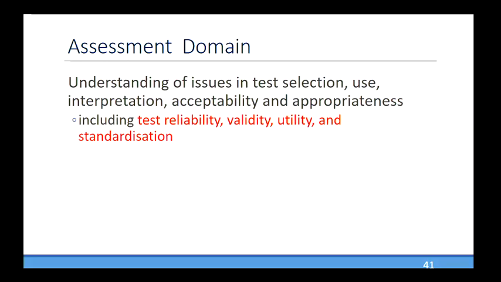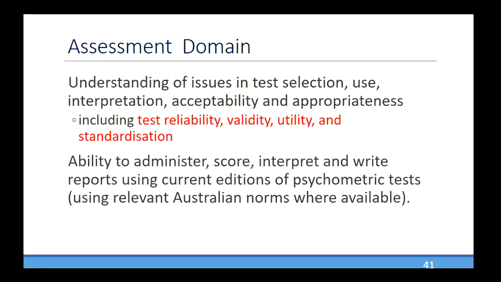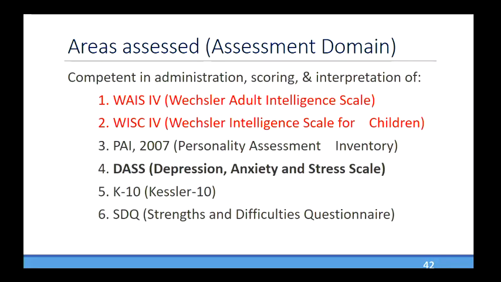Now, understanding of issues in test selection, use and interpretation, acceptability and appropriateness. Things like test reliability, validity, utility, standardisation. Also your ability to administer, score, interpret and write reports using current editions of psychometric tests. So, what type of tests? Well, you have to know the WAIS, Wechsler Adult Intelligence Scale, and the WISC, Wechsler Intelligence Scale for Children. You also need to know Personality Assessment Inventory and the DASS, Depression, Anxiety, Stress Scale.